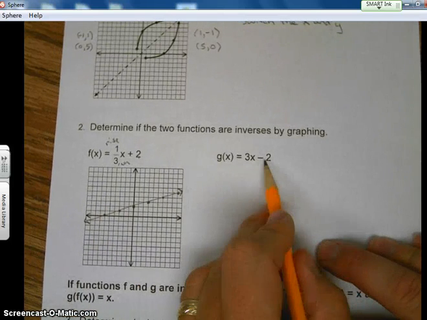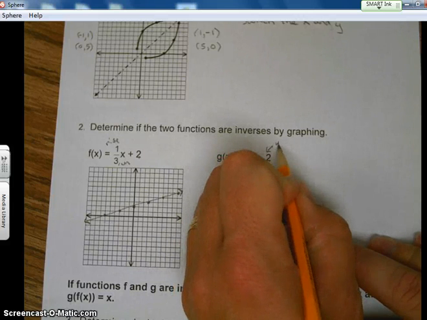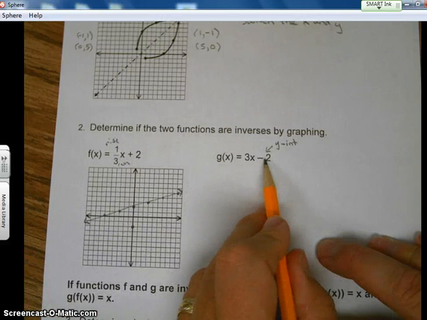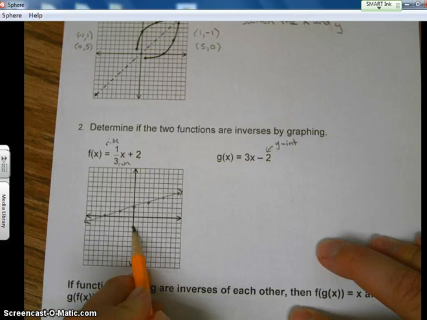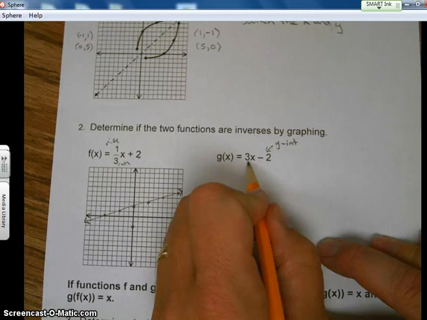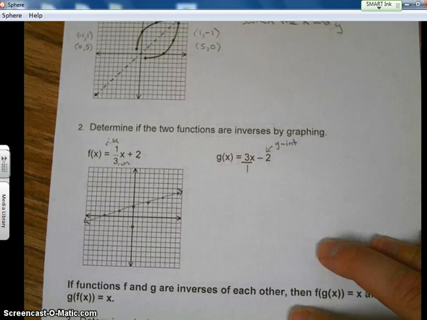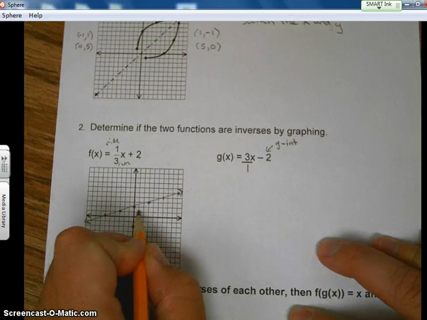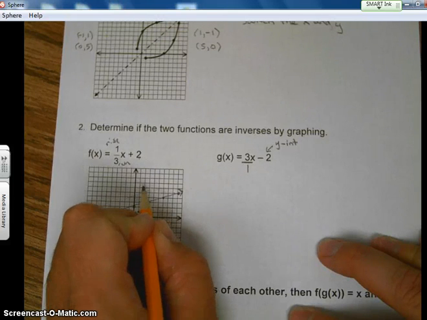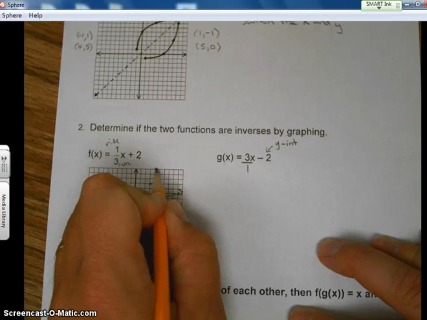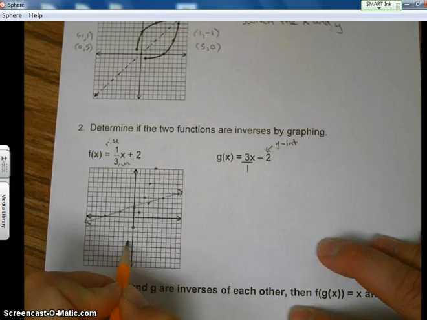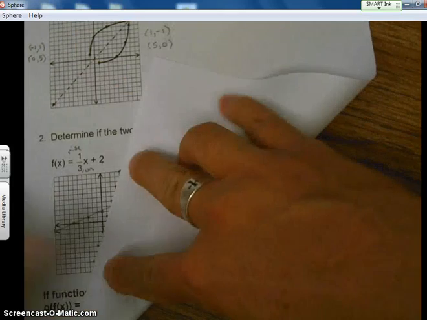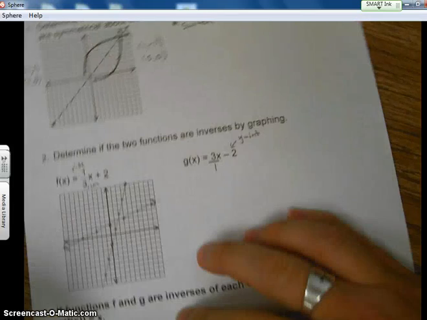Graphing function g, we have a y-intercept of -2. If we were using transformations, this would be translated 2 units down. Notice down 2. And then this would be a vertical stretch. You can do the slope thing, or you could do the vertical stretch thing as well. So let's just go ahead and do rise over run. 3 up, 1 over. To the right, 1, 2, 3, 1 right. And then the opposite direction. And draw a line through those points. Draw a line. And this is function g.